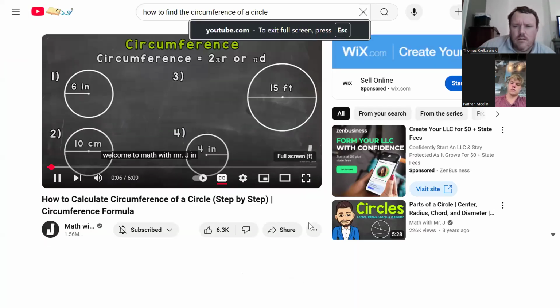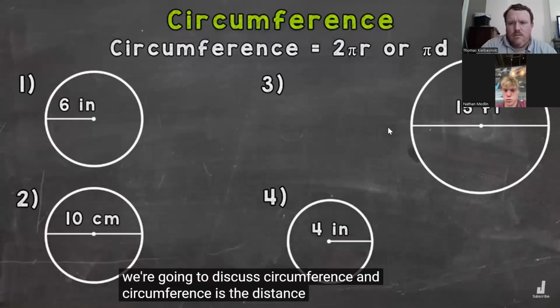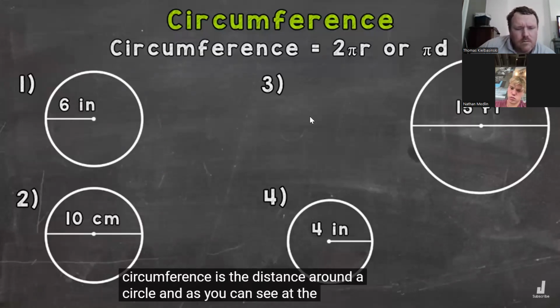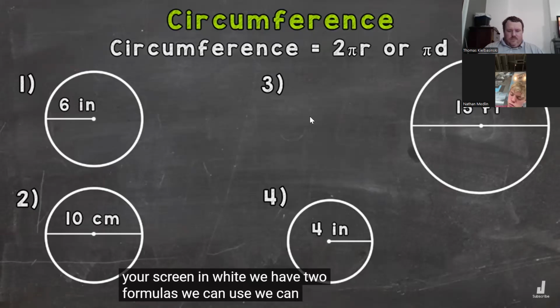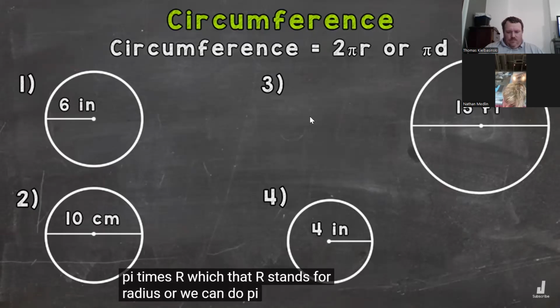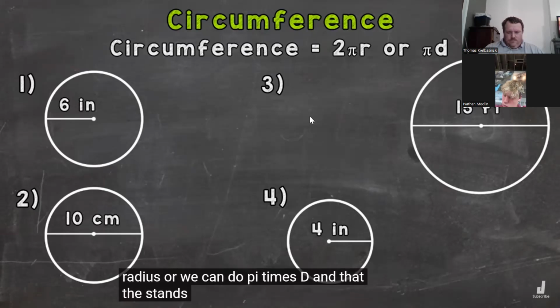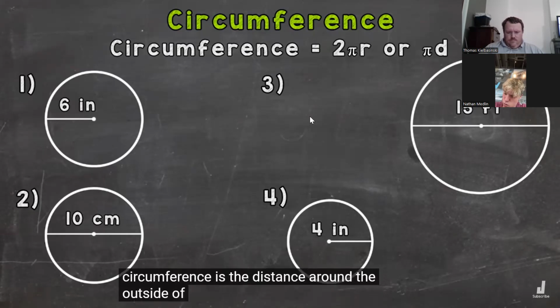In this video, we're going to discuss circumference, and circumference is the distance around a circle. And as you can see at the top of your screen in white, we have two formulas we can use. We can use 2 times pi times r, where r stands for radius, or we can do pi times d, where d stands for diameter. And again, circumference is the distance around the outside of a circle.